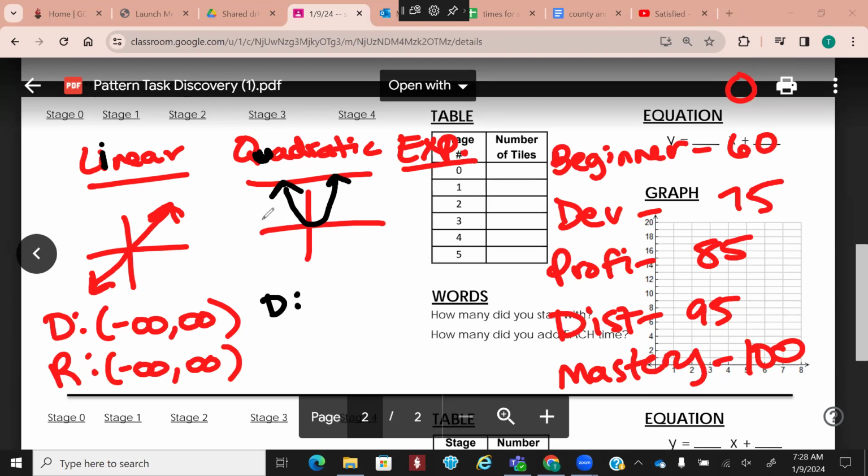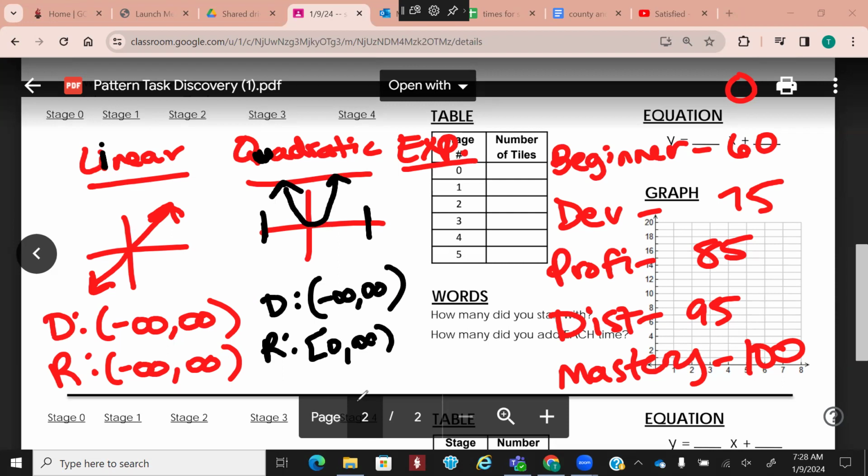Domain. So from left to right, it goes on forever, right? So we go from negative infinity to positive infinity. So from left to right, we can plug in any values. Now range, Lauren, you're right. Range, we've got 0 to positive infinity.